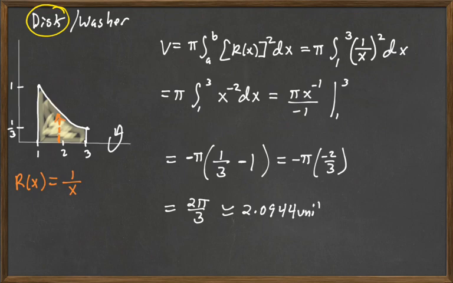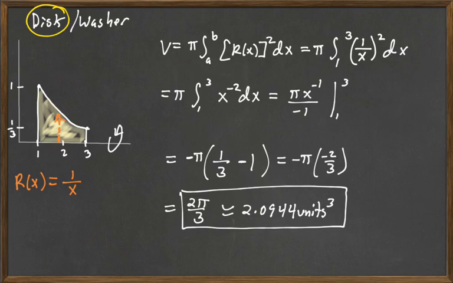Okay. And so I would say that in this case, the disk method was the easier method. So it really depends on what the region is, what functions you're using, and which one is easier to solve for, the x or the y. That will kind of dictate which method you're going to use.